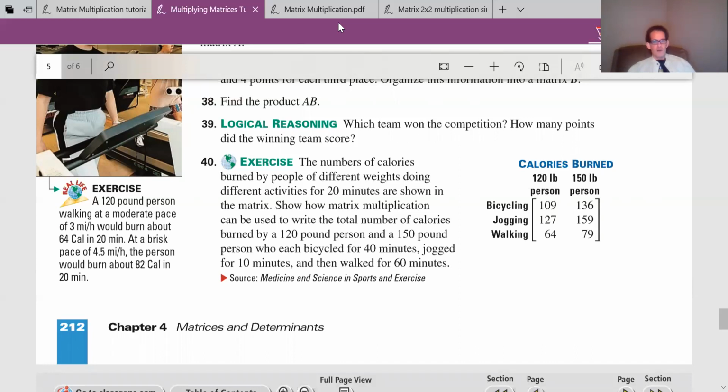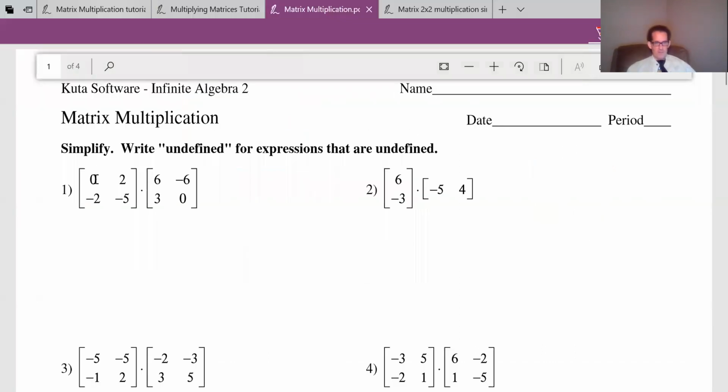Okay, so in this matrix right here, for number 1, I have 2 by 2, 2 rows by 2 columns, and this is matrix A. For matrix B, I also have 2 by 2. So remember, if the column of A matches the row of B, then it's definable. You can find the product. So I know that by these outer numbers, this matrix will equal 2 rows by 2 columns, okay?